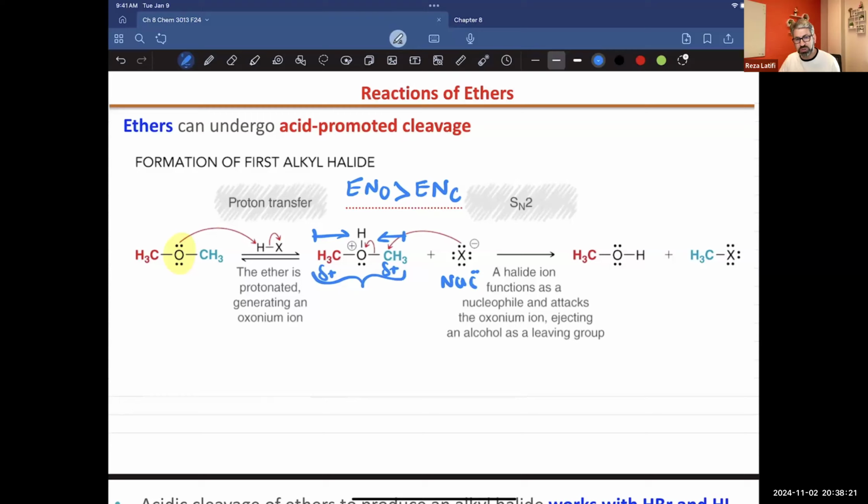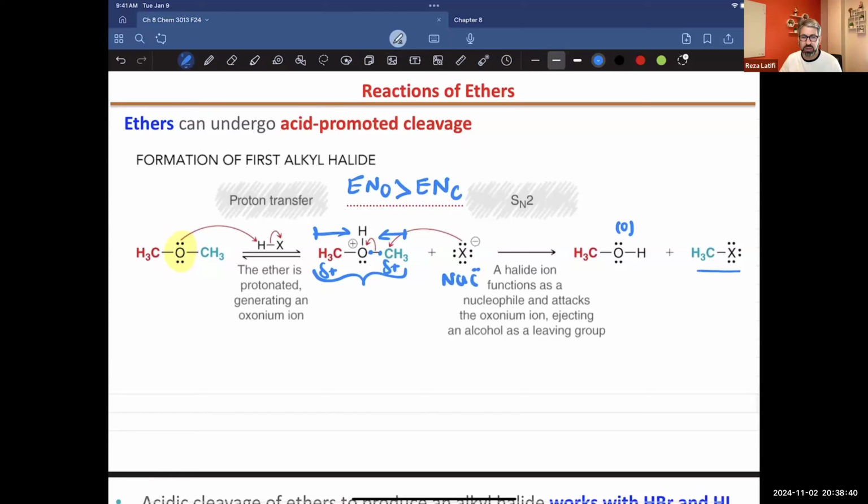Now we turn neutral oxygen into a species that has a positive charge. So oxygen is not happy. Very soon, oxygen is going to take those two electrons and will leave the system as a neutral compound. So now the charge on it is 0, and oxygen will be happy. And that's going to be alcohol. The other product will be the alkyl halide.